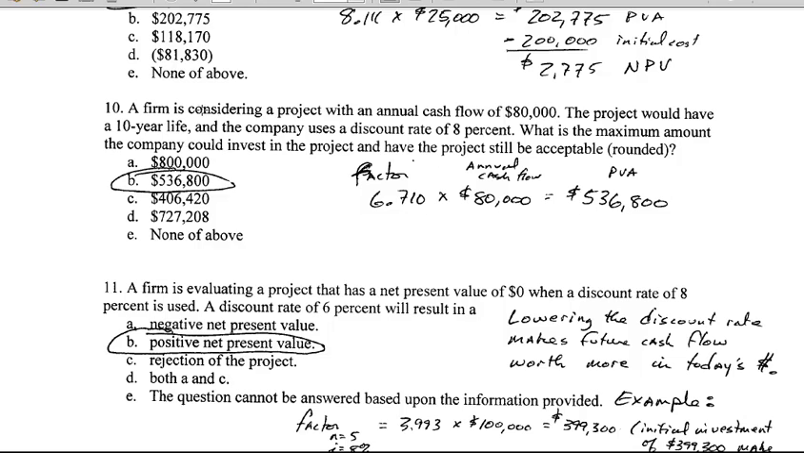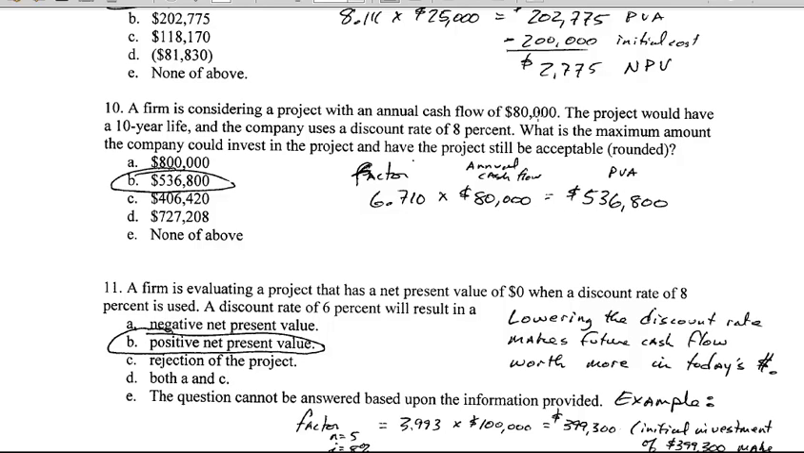10, a firm is considering a project with an annual cash flow of $80,000. The project would have a 10-year life. We have a discount rate of 8%. What's the maximum amount the company would invest? If the question is asking you for the maximum amount that you would invest, what you're looking for is the present value of that future cash.